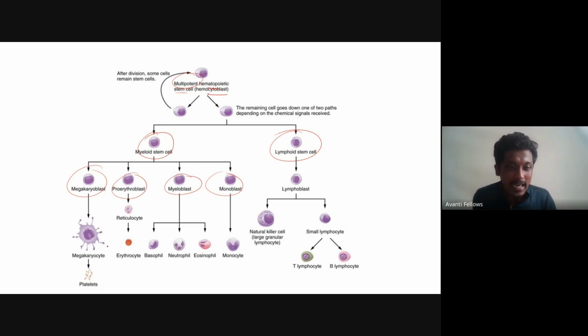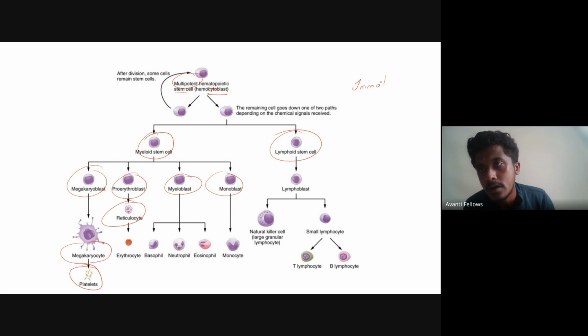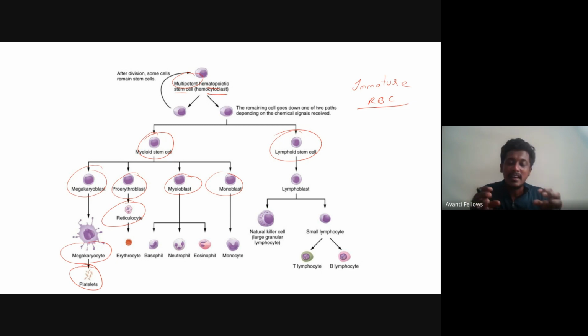Megakaryoblast will give rise to megakaryocyte and it will give rise to platelets. Whenever it comes to mega, you go for megakaryocyte and it finally gives rise to platelets. As simple as that. Whenever you come across a word like proerythro or erythro, that means red blood cells. Proerythroblast will give rise to what? Reticulocyte. What are reticulocytes? They are called immature RBCs. Why do you call them immature RBCs? It still has less cytoplasm and a nucleus. It takes around 40 days for your reticulocyte.